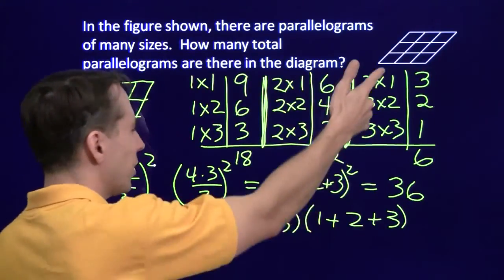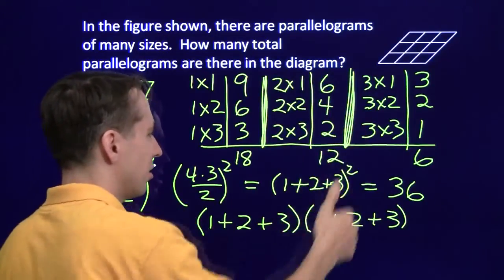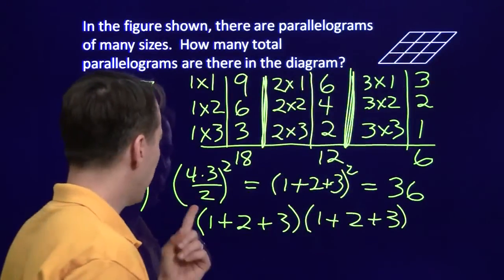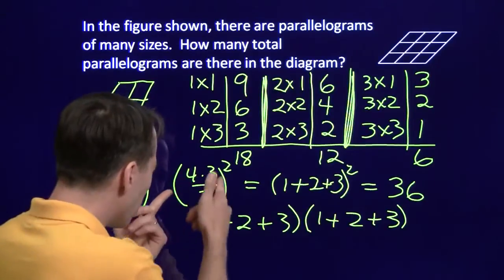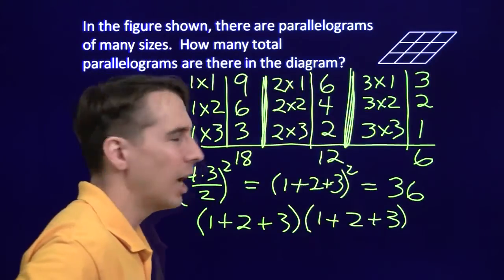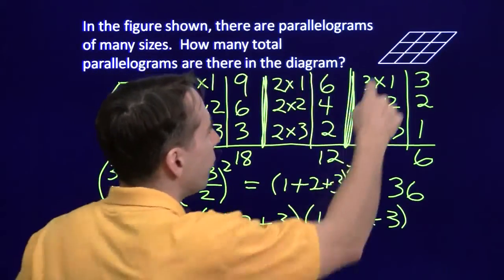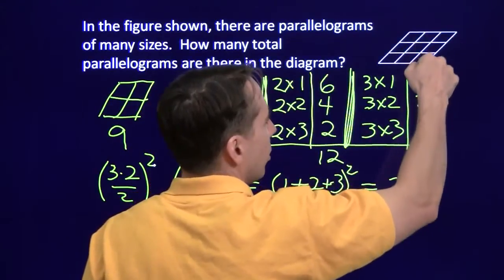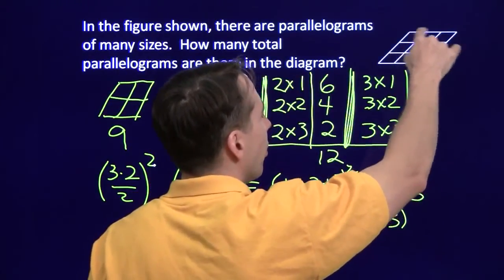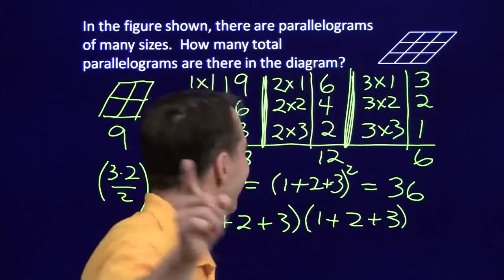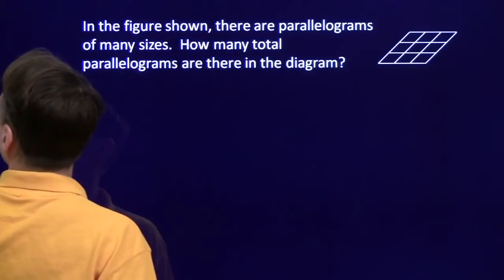I couldn't really figure out why this gets us a count of the parallelograms, but is there a reason? This 4 times 3 over 2, what could we be counting with that? Well, there are 4 of these diagonal lines, and there are 4 horizontal lines. I got it! Check this out! You're going to love this.